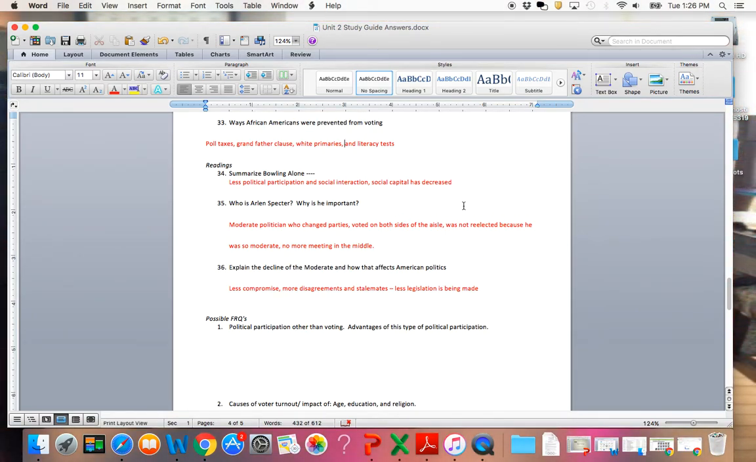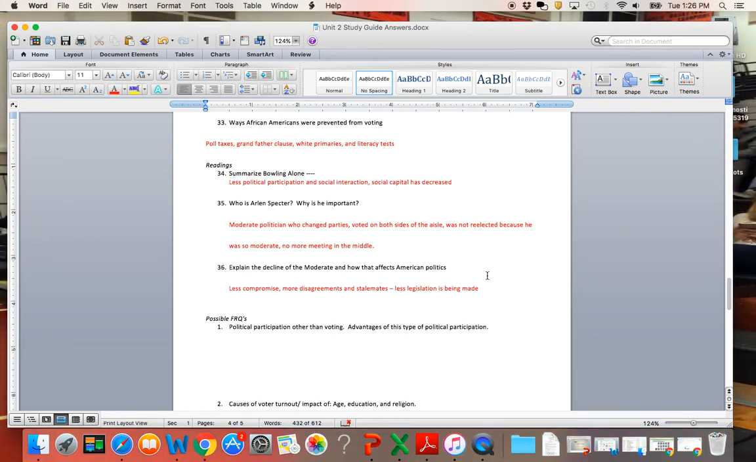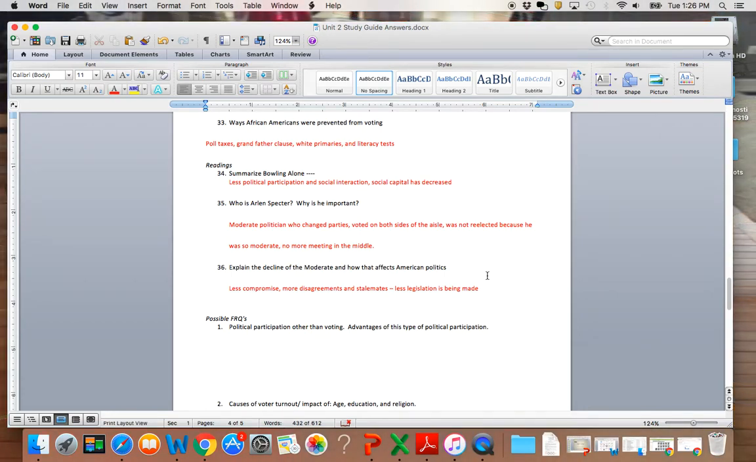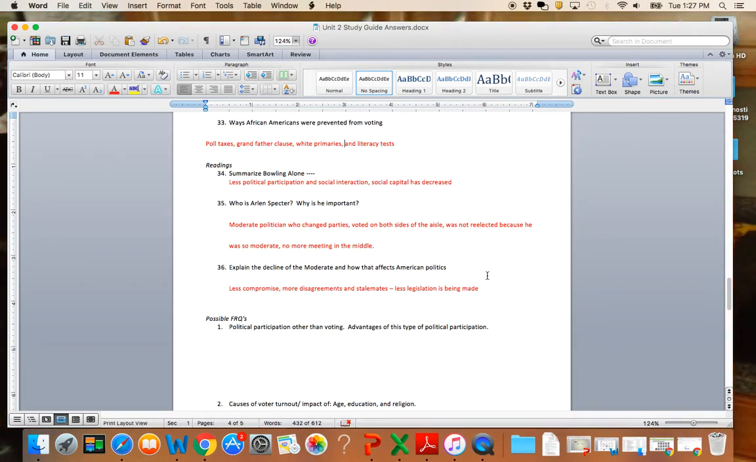A couple of the reasons: bowling alone, less political participation, and less social interaction mean social capital has decreased. So making the connection between politics and less interaction between people, society dwindles. They say that because of that less interaction, more people aren't as interested in the political process.